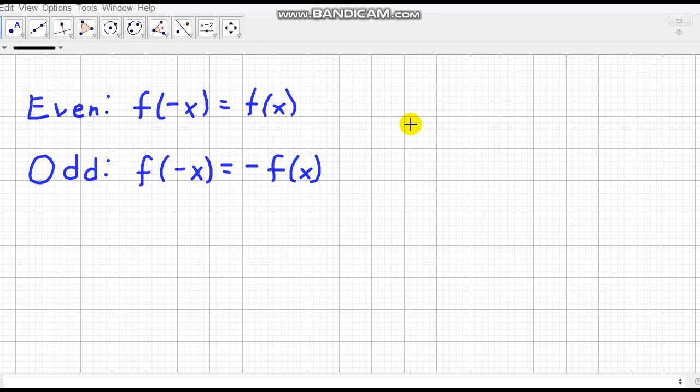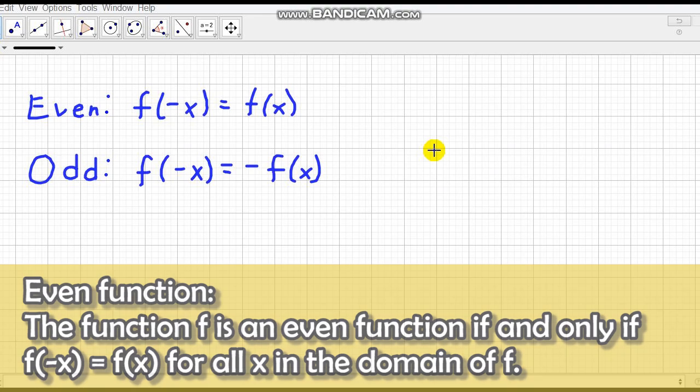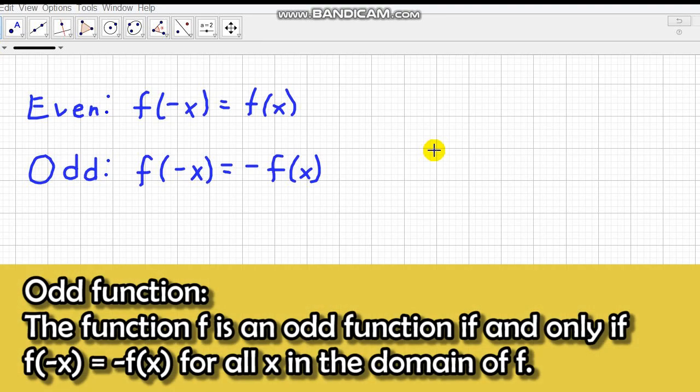Hey everyone, today we're going to classify functions, whether they are an even function or an odd function. Now, the function f is an even function if and only if f of negative x is equal to f of x for all x in the domain of f. While the function f is an odd function if and only if f of negative x is equal to negative f of x for all x in the domain of f.